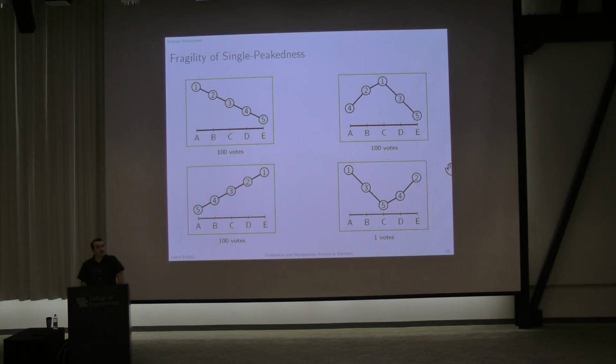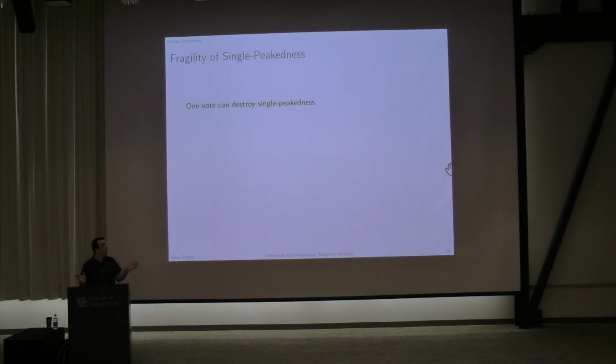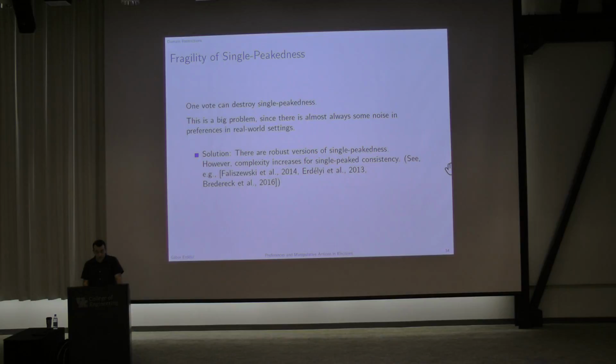And the fact is that several researchers have looked at real-world data. They haven't found any real-world data sets where they had single-peak structures. There was always at least one vote or several votes violating single-peakness. It's a big problem because you always have some kind of noise in the preferences in real-world settings. There's a solution for that, the so-called nearly single-peak profiles, which are much more robust compared to single peakness, and we can still work pretty well with them, and we still partially fulfill the nice properties.